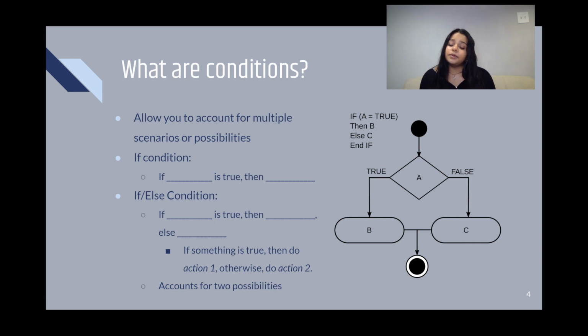Now, another type of condition is an if-else condition. It says, in plain words, if blank is true, then blank will happen. Otherwise, blank will happen. So it provides two possible solutions based on one condition. So if something is true, do action one, otherwise, do action two. And it accounts for two possibilities.